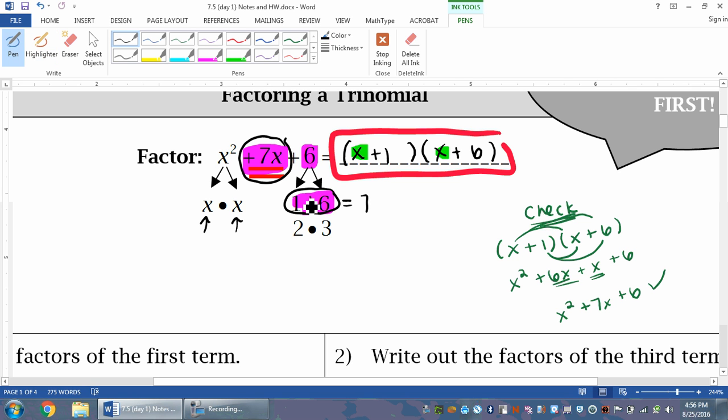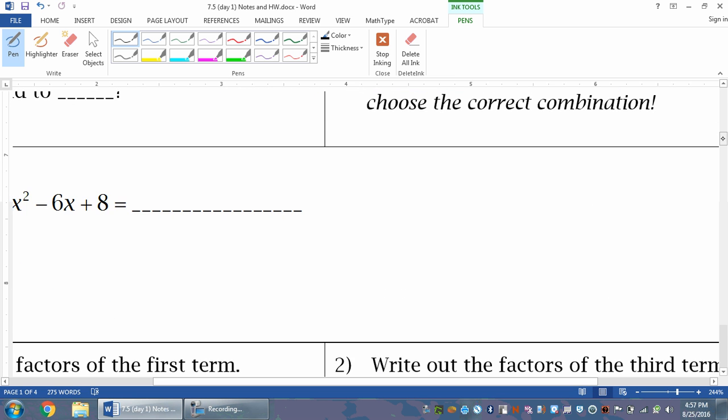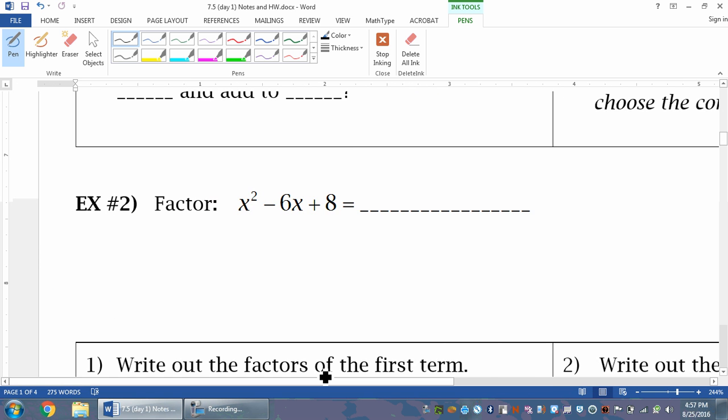So that is why we chose 1 and 6, because 1 times 6 is 6, but also 1 plus 6 is 7. The 1 and the 6 go in the second term. It does not matter the order. So again, you could have x plus 6 times x plus 1. They are the exact same answer. Order does not matter.